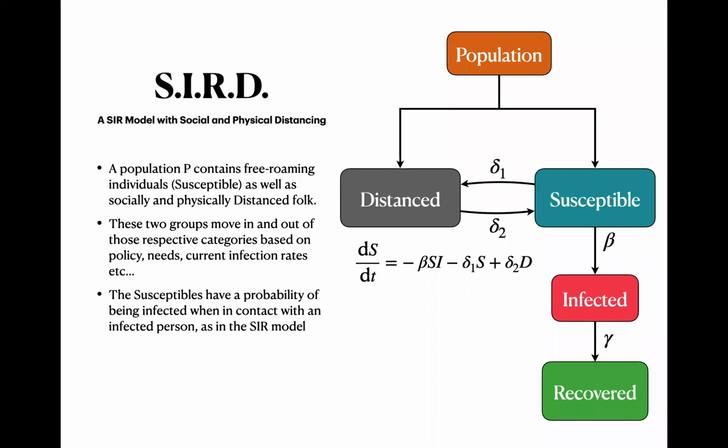Now the equations, all we have to do now is track one more variable called D for distance, and then account for the rates of change correctly. So dS/dt, you're still draining people to be infected at the rate minus beta S I, but also you have people leaving susceptible at the rate delta 1, and people entering susceptible at the rate delta 2, right? So you have delta 1 S going from susceptible to distance, and delta 2 D going from distance to susceptible.